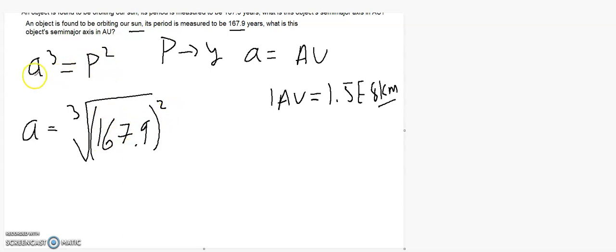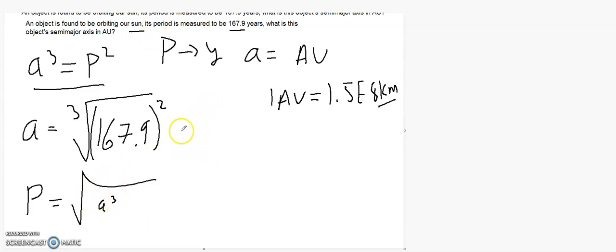this is different than what we did in the project. In the project we were given A and we solved for P. In this case we're given P and we solve for R. On the test you'd be given one and asked to find the other. The way you do that, in this equation up here, P would equal the square root of A cubed. And that's in fact what you did in the project.